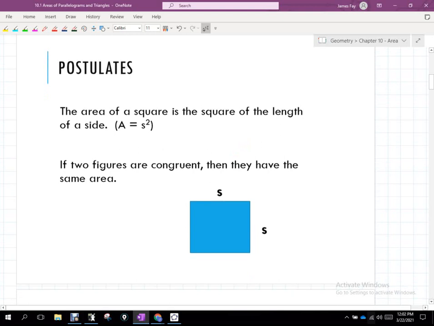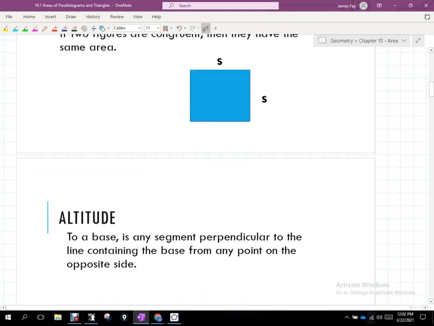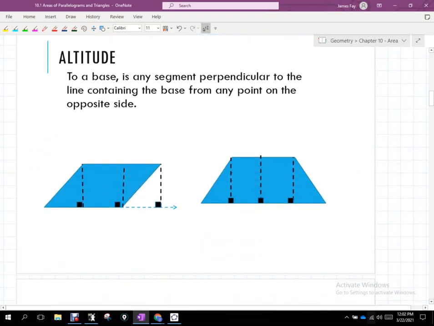Okay, and basically what happens then is when I want to talk about finding areas of other shapes, it's ultimately how many of those side-by-side squares can you fit into another shape. Okay, and that's going to be the process that we go through. In order to do this, we need to know what an altitude is. We've talked about altitudes for triangles, and we talk about altitudes for other shapes.